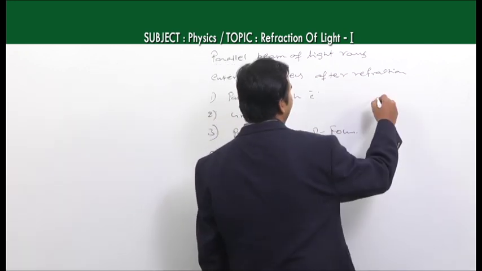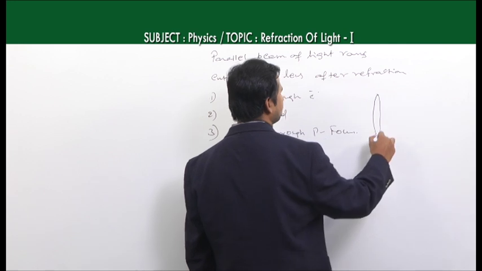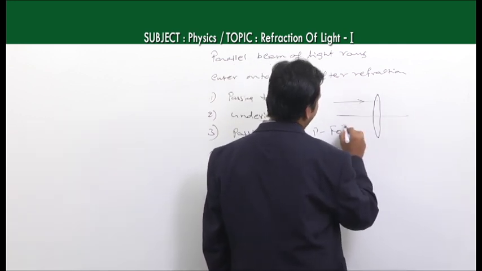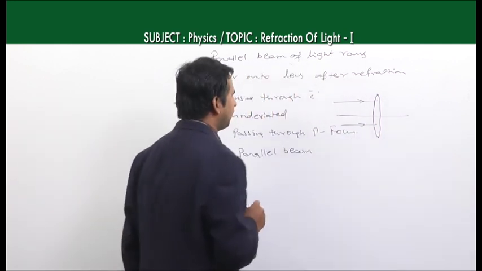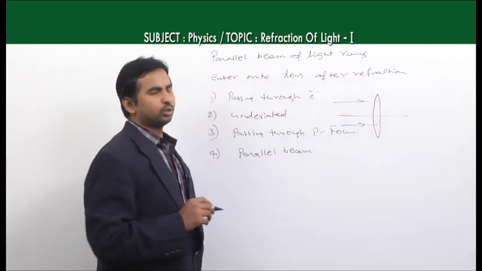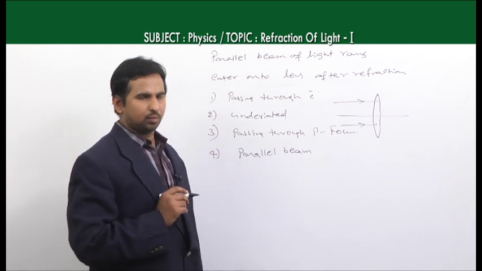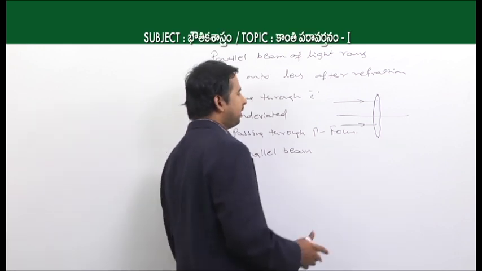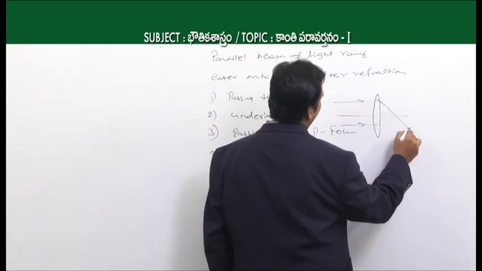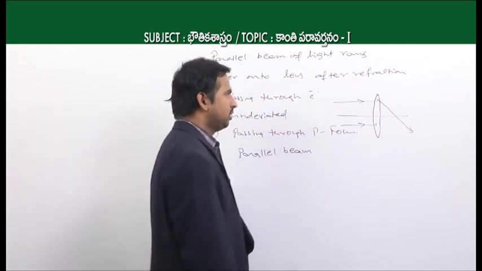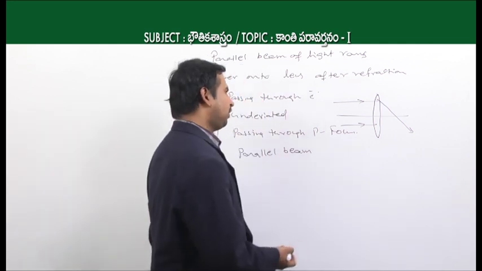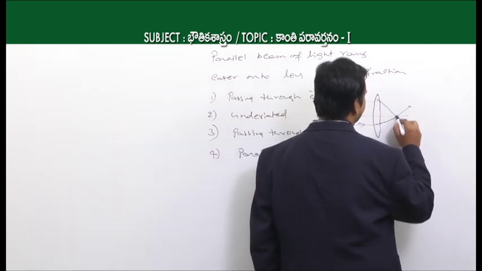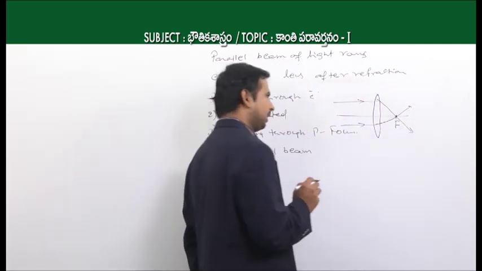If you take a convex lens and a parallel beam of light rays, for example two parallel rays like this, then following rule 1 in the ray diagrams, any light ray going parallel to the principal axis, after refraction, passes through the principal focus, like this downwards. And the other light ray, which is also parallel to the principal axis, also passes through the principal focus like this.